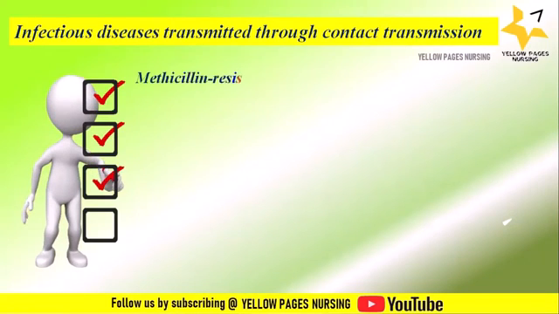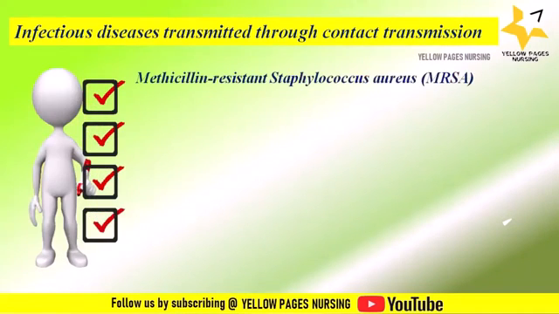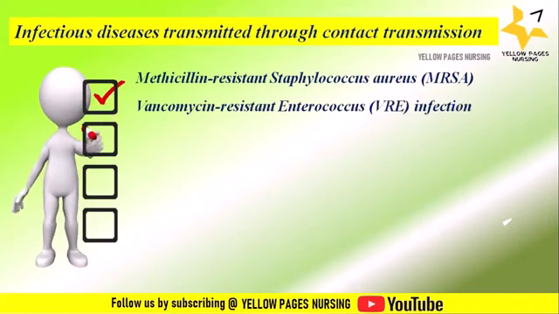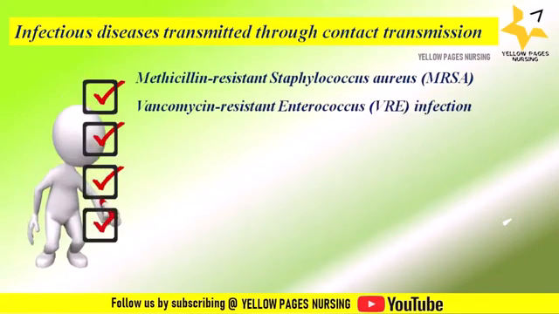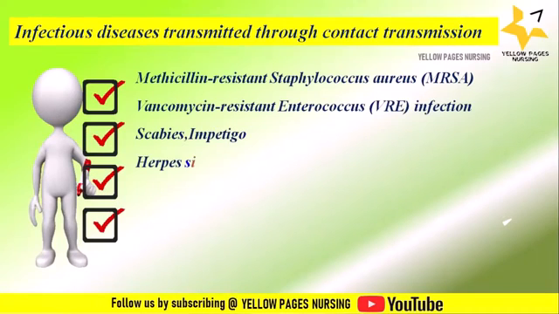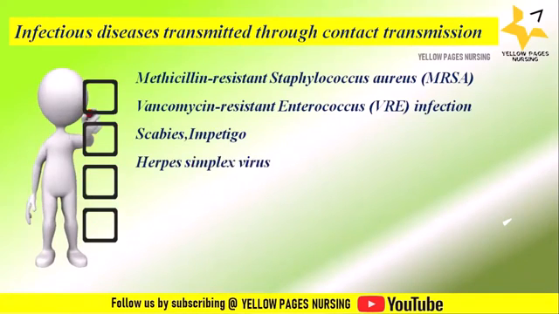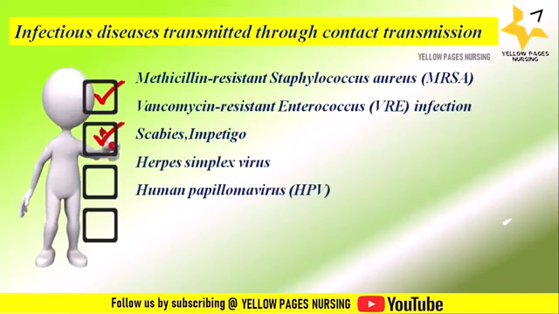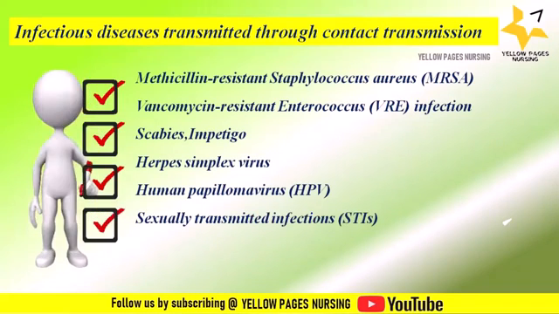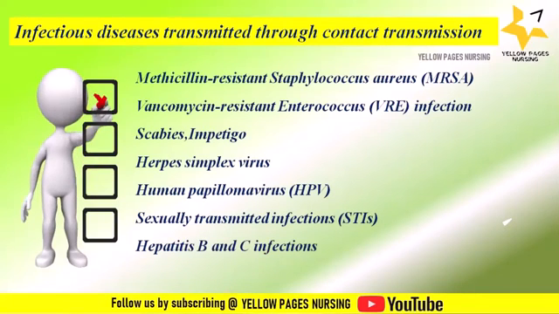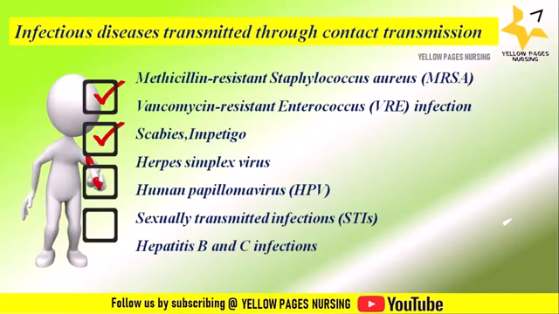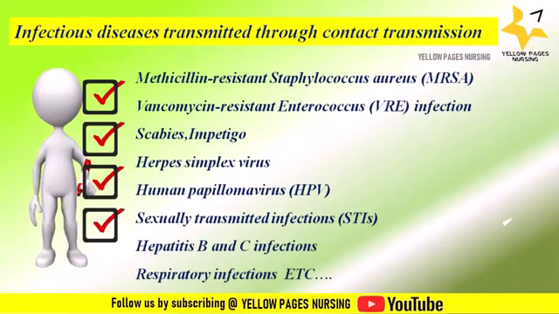Here come infectious diseases transmitted through contact transmission. They include methicillin-resistant Staphylococcus aureus, that is MRSA, vancomycin-resistant Enterococcus infection, that is VRE, scabies, impetigo, herpes simplex virus, human papilloma virus, that is HPV, sexually transmitted infections, hepatitis B and C infections, respiratory infections, etc.